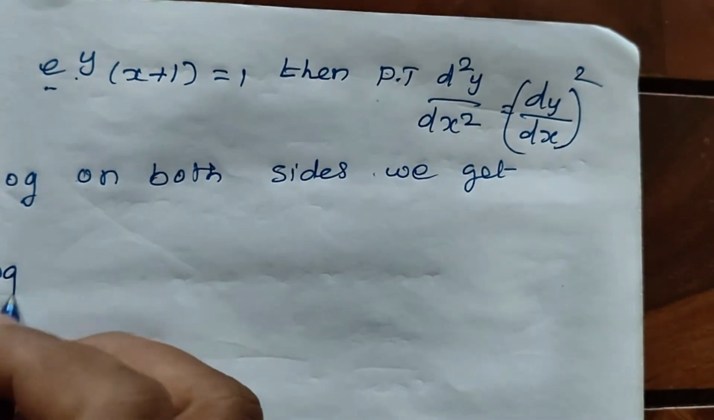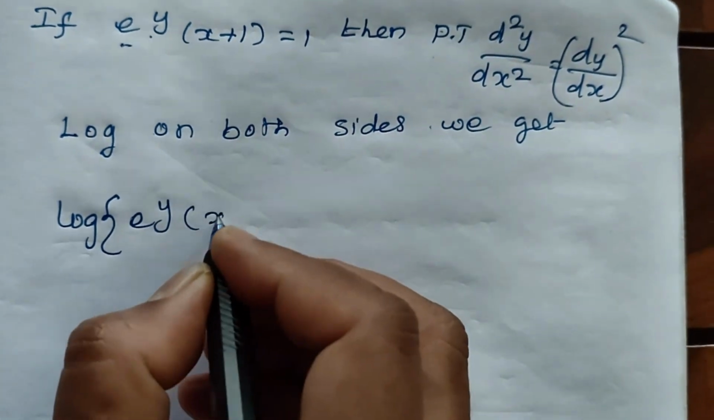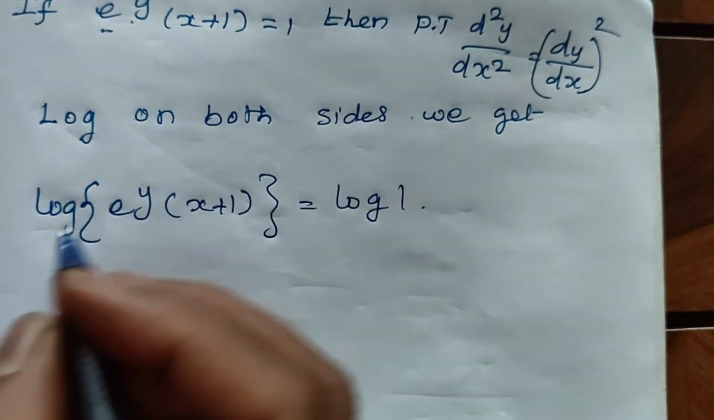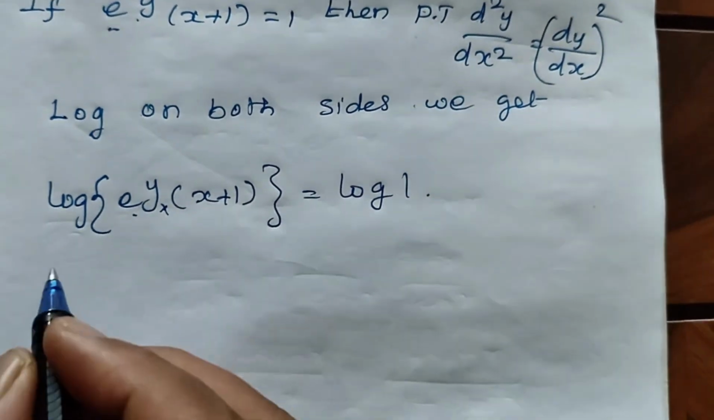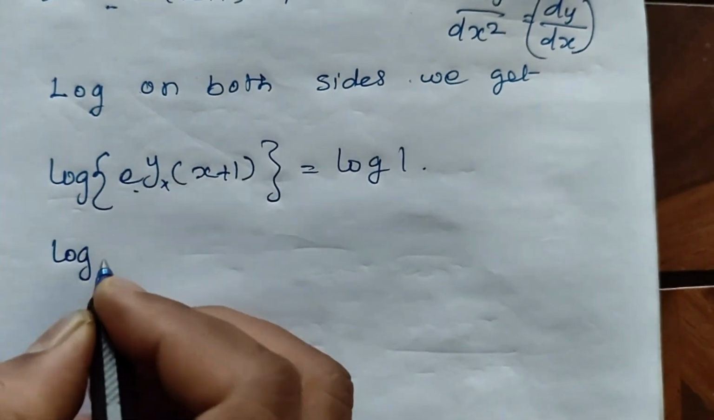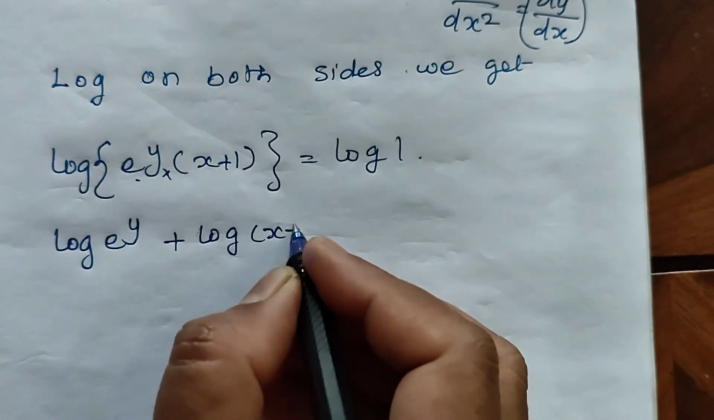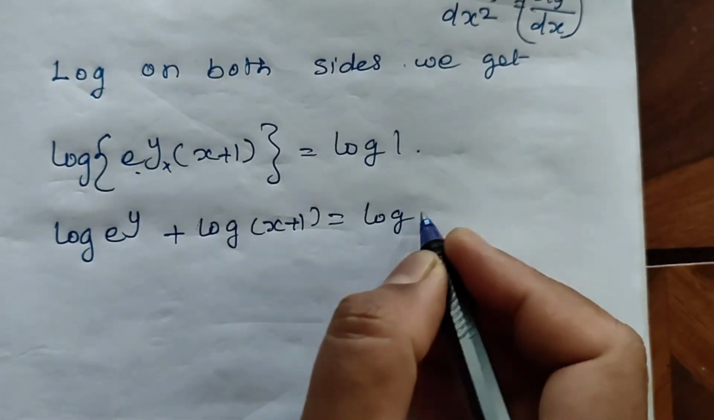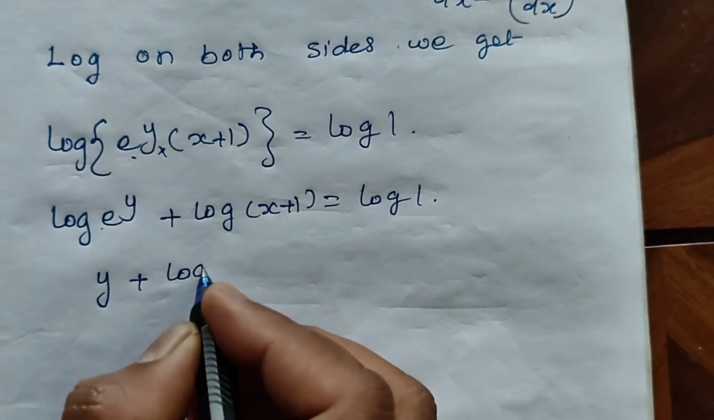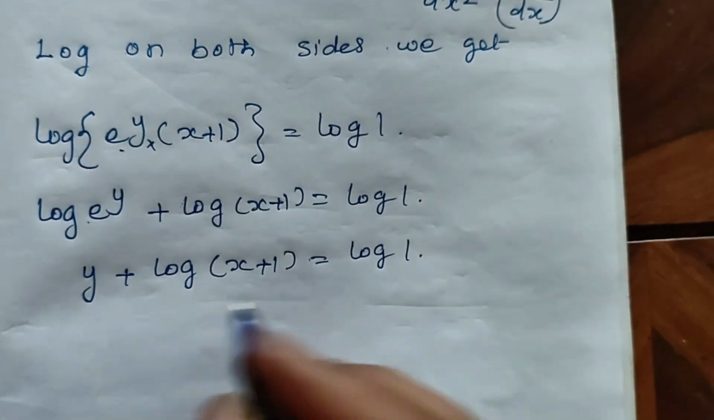We get log e power y x plus 1 equal to log 1. Now here it is in multiplication, log mn equal to log m plus log n. So that is equal to log e power y plus log x plus 1 equal to log 1. So log e power y is y plus log x plus 1 equal to log 1.